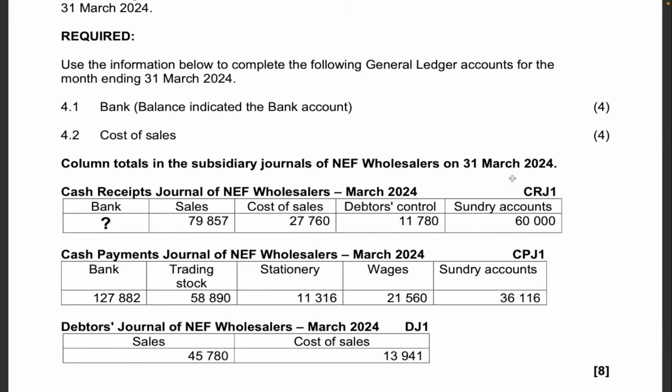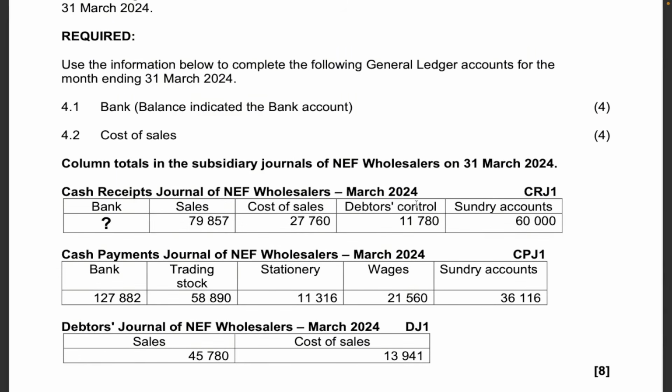Okay, so let's go back here and fill in the information that we need to. In this case, we're given the cash receipts journal, and we are told that the sales was 79,857 Rand. The cost of sales was 27,760 Rand. The debtors control was 11,780 Rand, and the sentry account 60,000 Rand. Okay, and we're given the cash payments here. Now, what do we have to do?